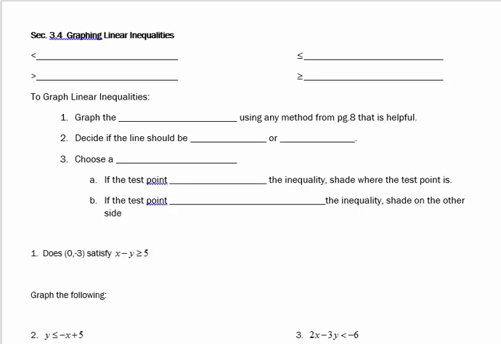Section 3.4, Graphing Linear Inequalities. Let's go through these symbols one more time just to make sure everybody remembers these symbols. The first one is less than, strictly less than. The one down below is greater than, again strictly greater than. So we will not include those starting or ending points because we either have to be less than or greater than.